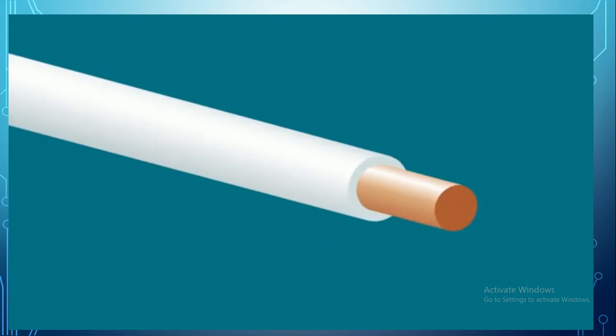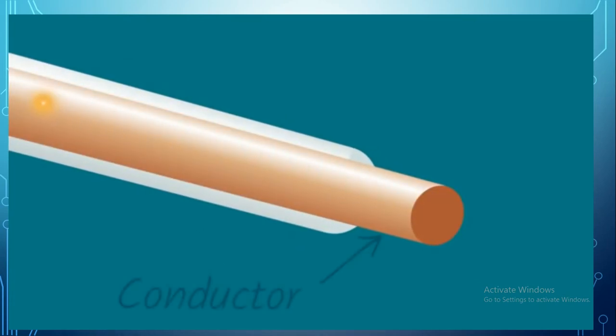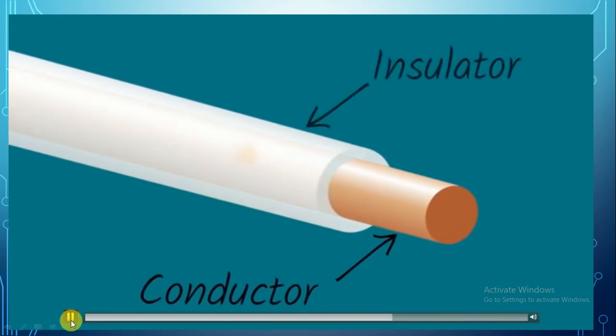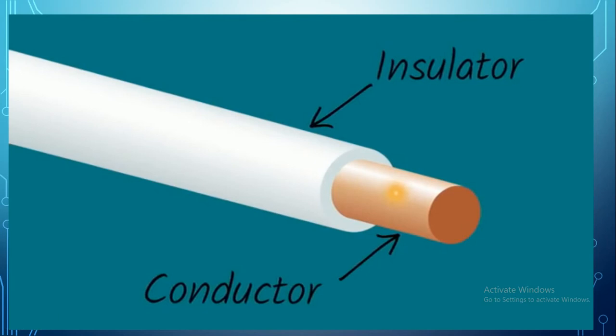An insulator is a material that does not let electrons move well and doesn't conduct electricity. Have you ever seen the inside of a wire? The inside is usually made up of copper or another conductive metal, while the outside is made of plastic, an insulator.